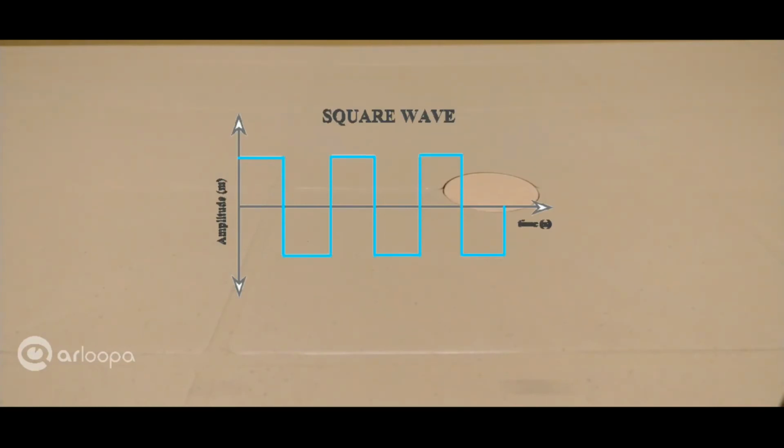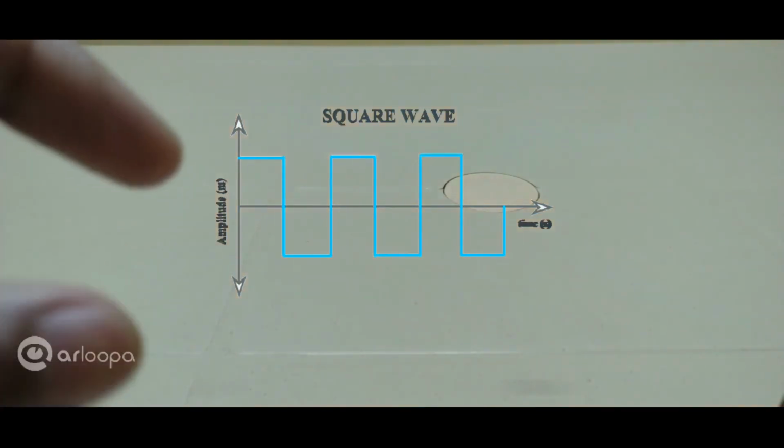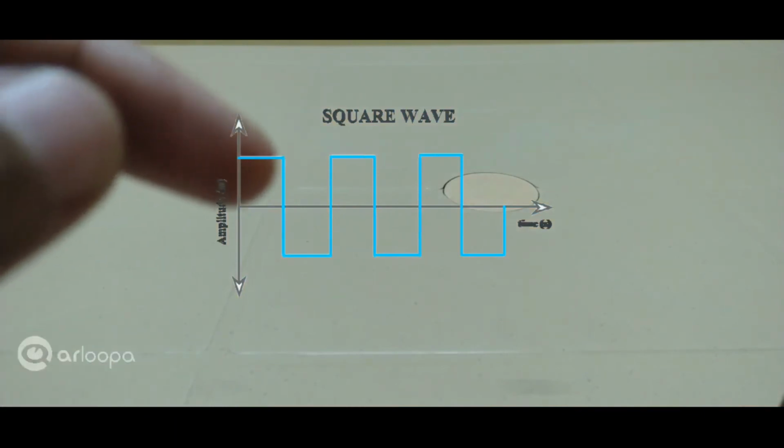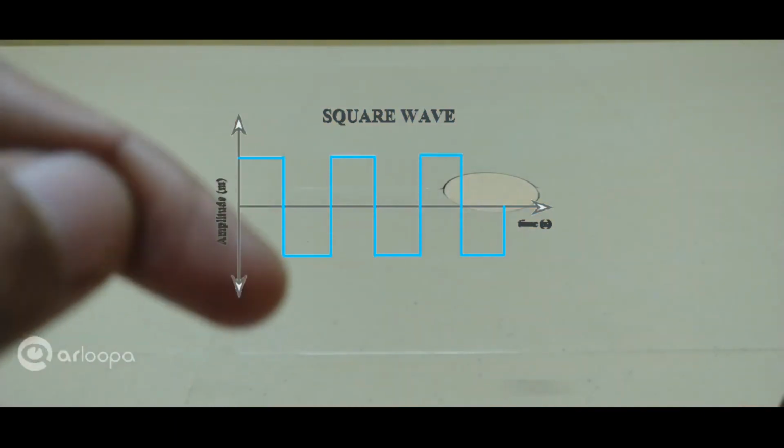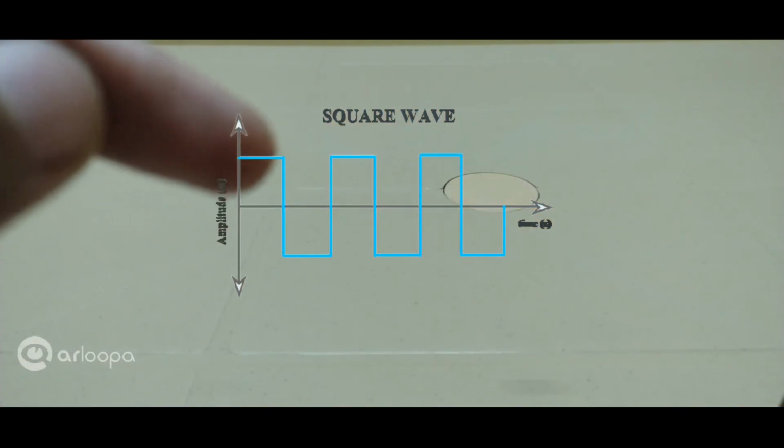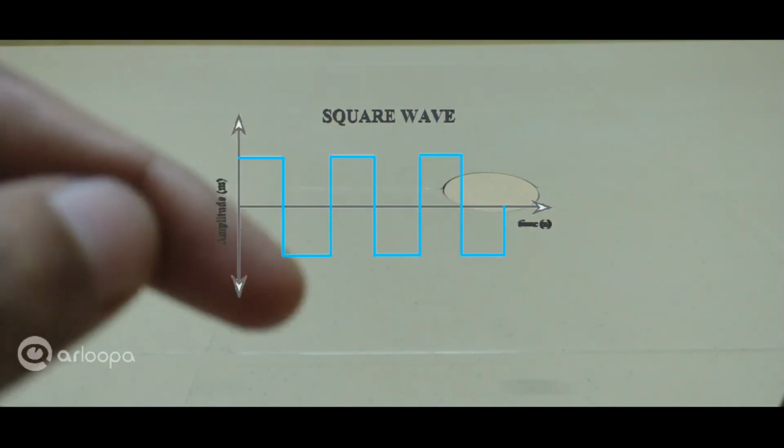Now a perfect or ideal square wave does not exist. Let's see the reason why. Let's consider this waveform. This waveform represents the displacement of air molecules. And let's say the molecules want to move from this point to this point. They can't just teleport. They need time to cover that distance.